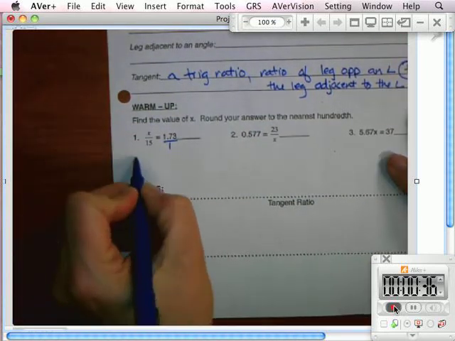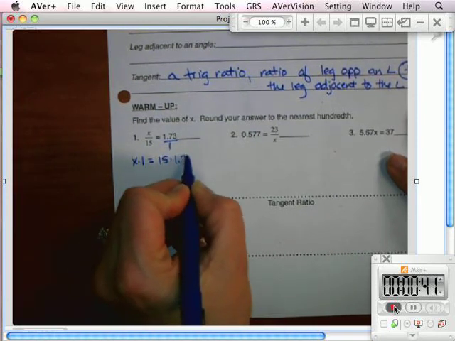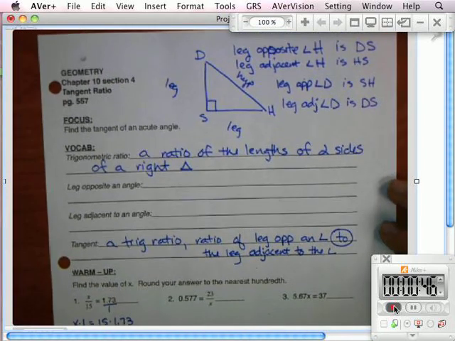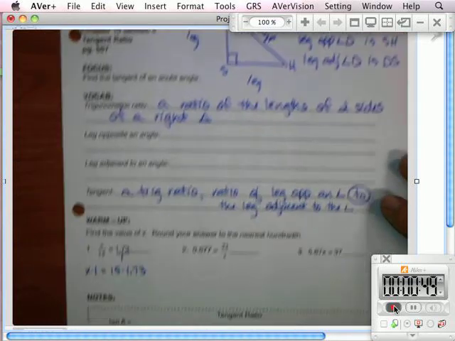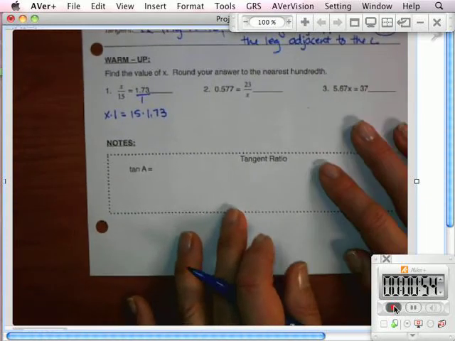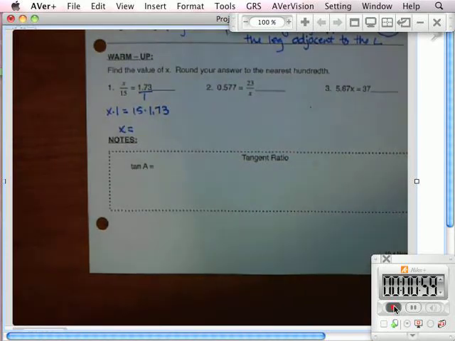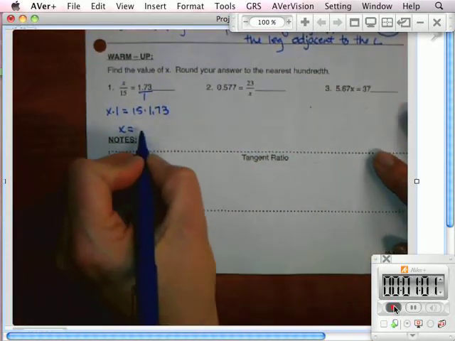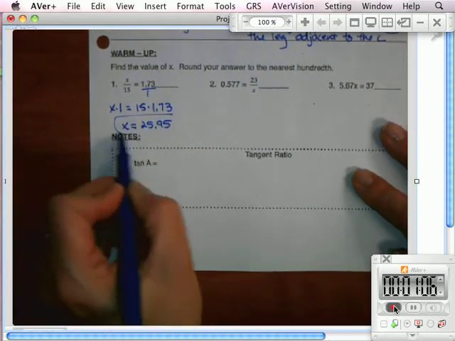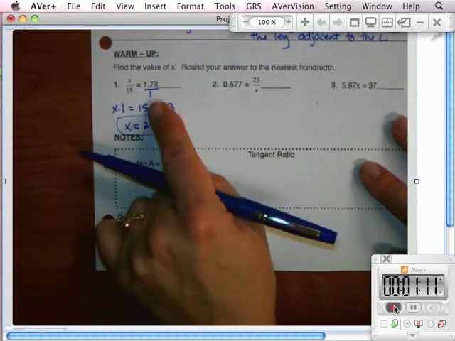X times 1 is just x times 1 equals 15 times 1.73. Okay? Do you all have a calculator, right? Okay. So you do the math. 1 times x is just x. 25.95, to the nearest hundredths, it said. So we got 25.95. Okay, so do this one on your own real quick, just like we did that.